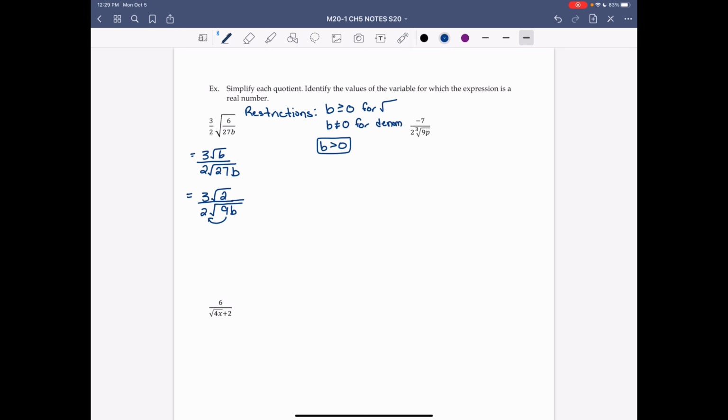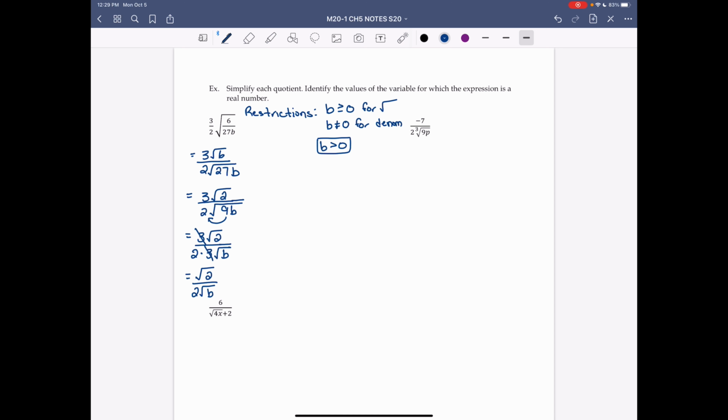We can evaluate that. We get 3 square root 2 over 2 times 3. Square root of 9 is 3, and then we still have square root b. Then we can reduce. We see we have numeric coefficients on the top of 3, and on the bottom we have 2 times 3, so the 3s divide out, and we get square root 2 over 2 square root b.